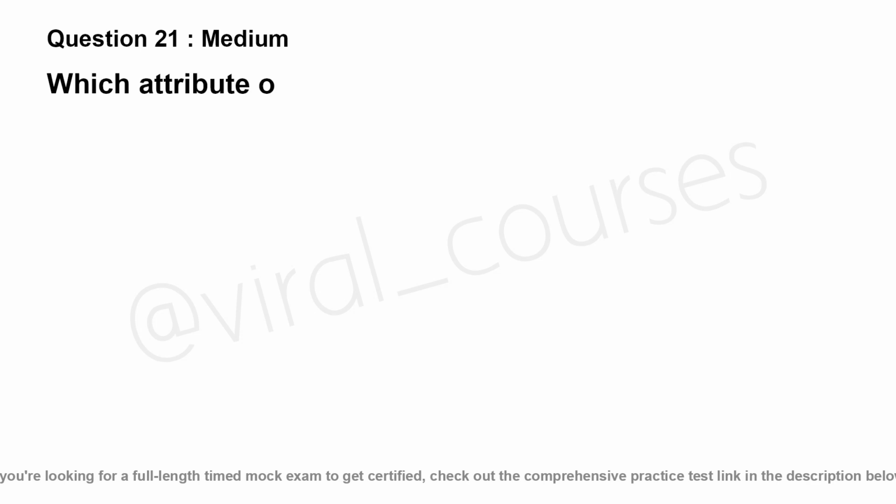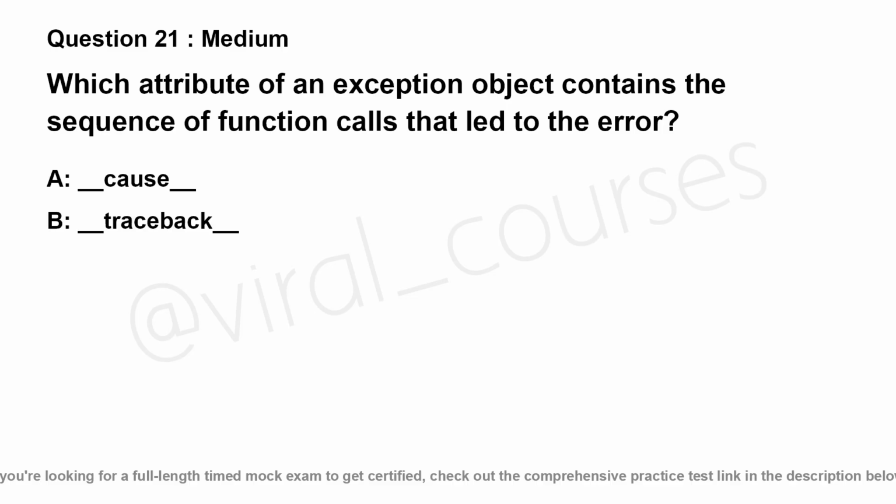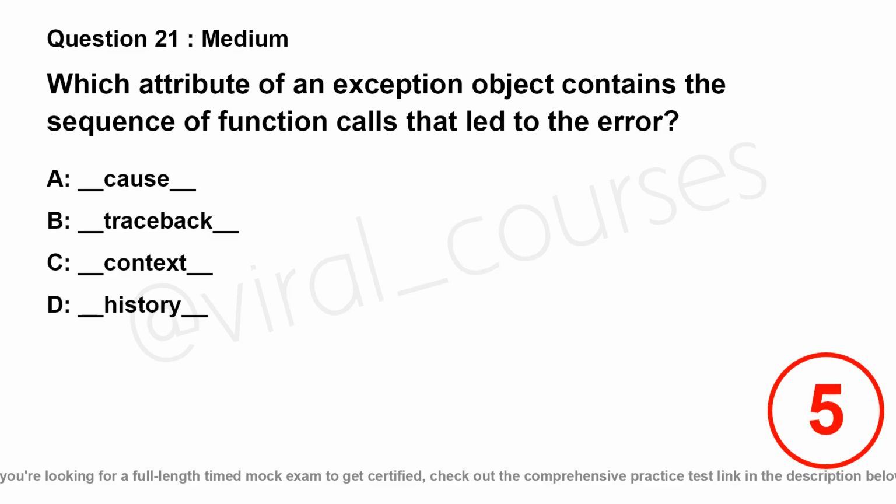Which attribute of an exception object contains the sequence of function calls that led to the error? Option A, __cause__. Option B, __traceback__. Option C, __context__. Option D, __history__.